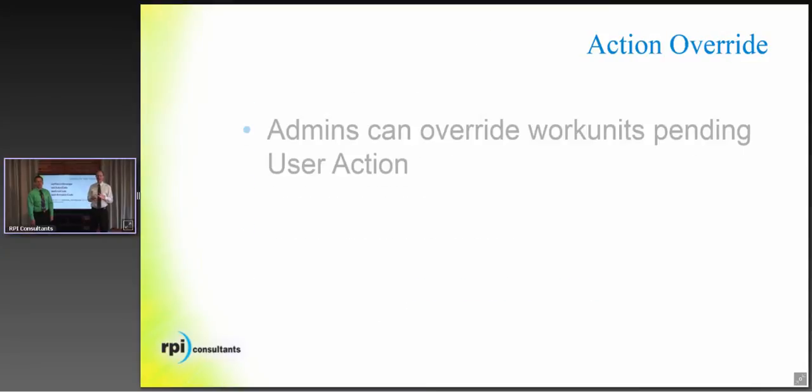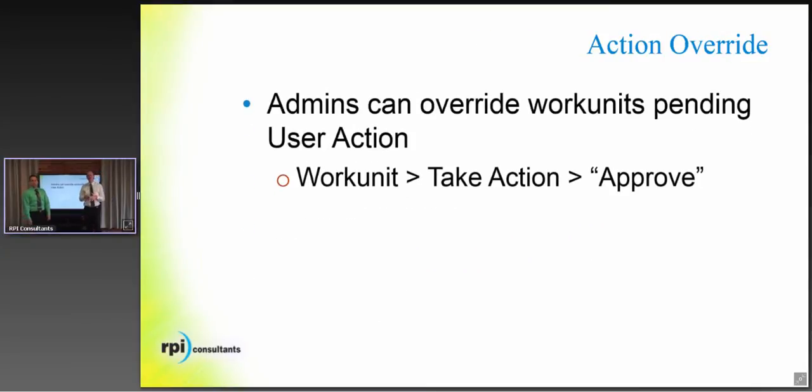We've got an administrative override capability in IPA. So if I'm an administrator and I have something that's out there waiting for someone's approval, I can go into Rich Client and I can basically take action on that, right? I can reject it, I can approve it, I can do whatever an approver could do.